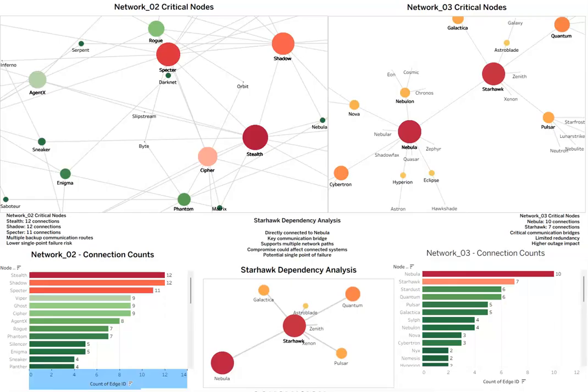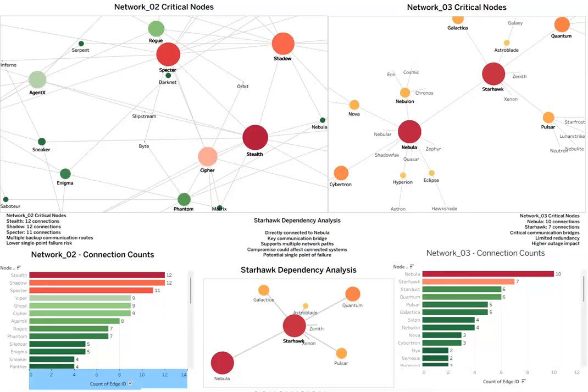Network 2 distributes communication across several major nodes, while Network 3 concentrates communication around only a few hubs. These differences are why I concluded that Network 2 is more resilient than Network 3, and Network 3 carries a greater operational cybersecurity risk.